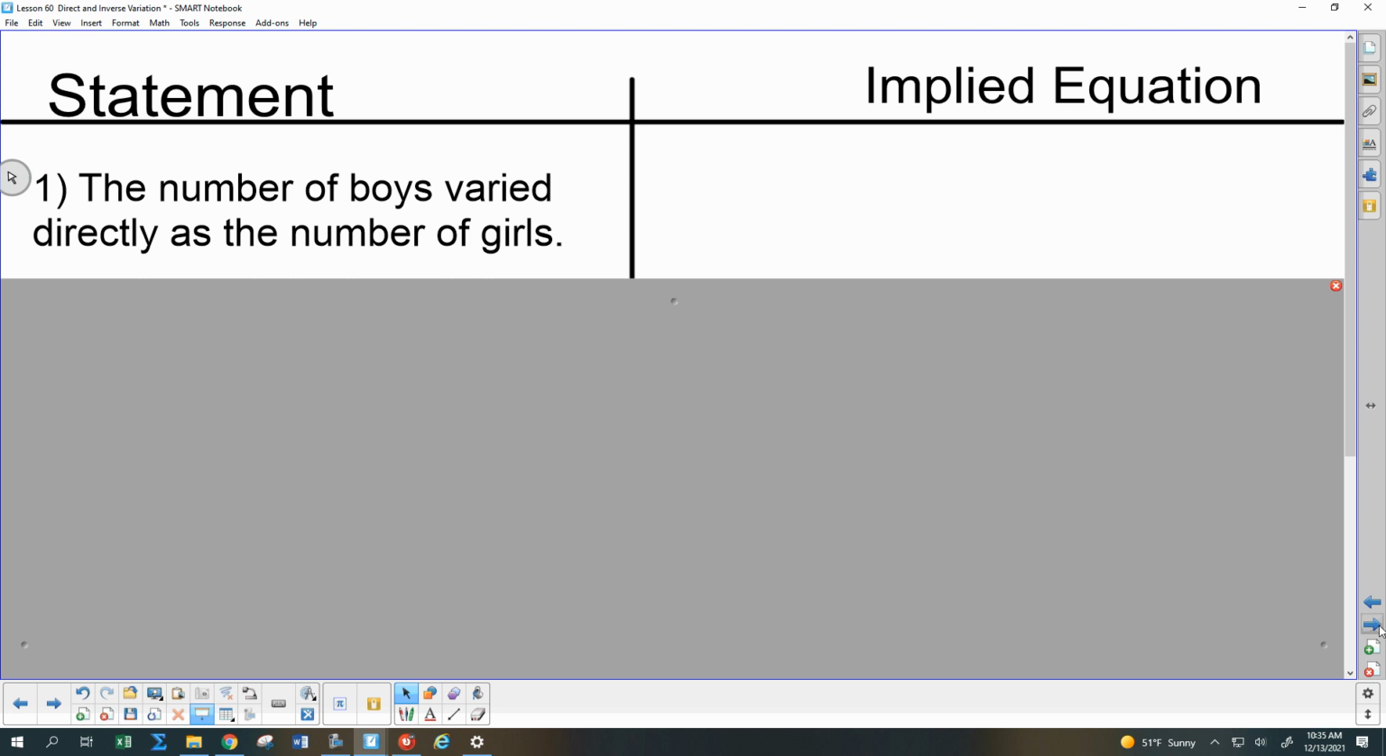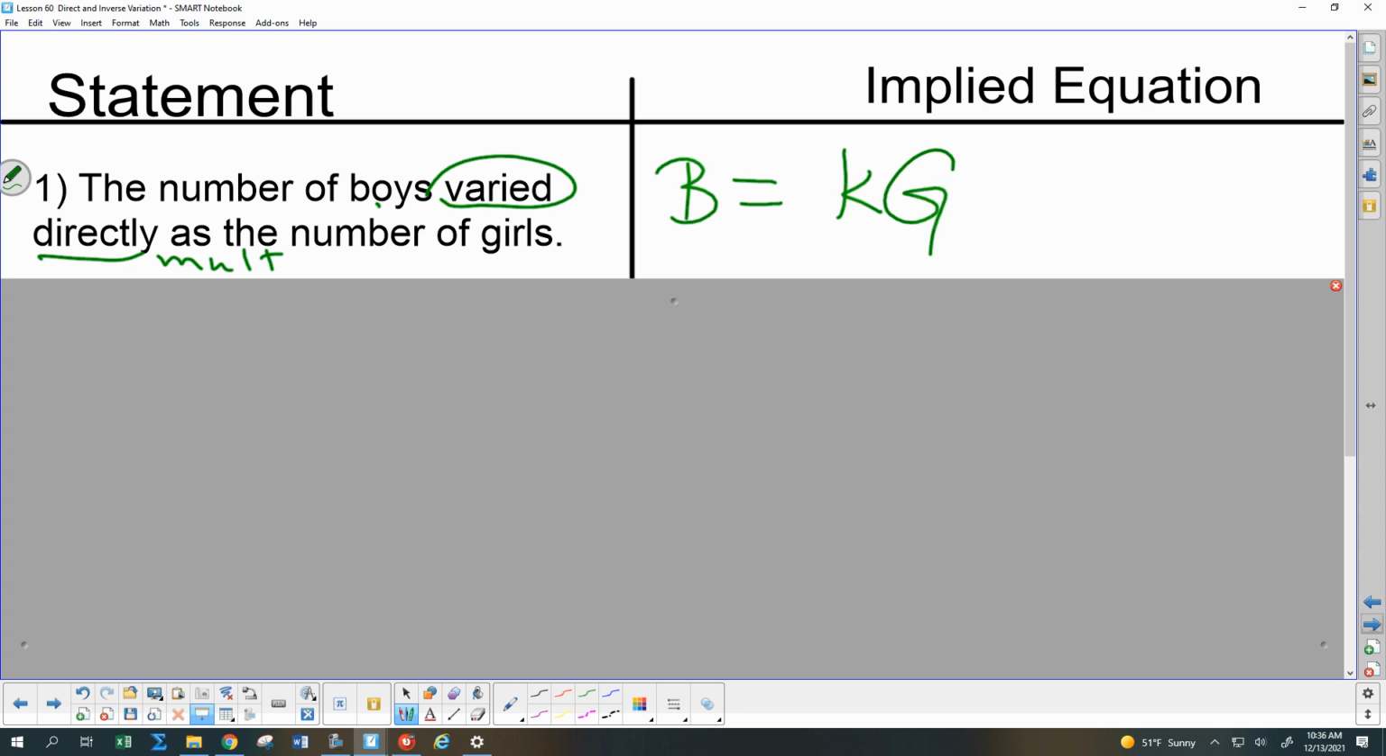So if it says boys vary directly as girls, anytime it says varies, we take whatever it is that varies, and we write down boys equals, and then we have our constant of variation. If it's direct, we're going to do times the next one. If it's inverse, we're going to do divided by the next one. So directly as the number of girls, directly means then we multiply, and that would be our equation for starting that problem.